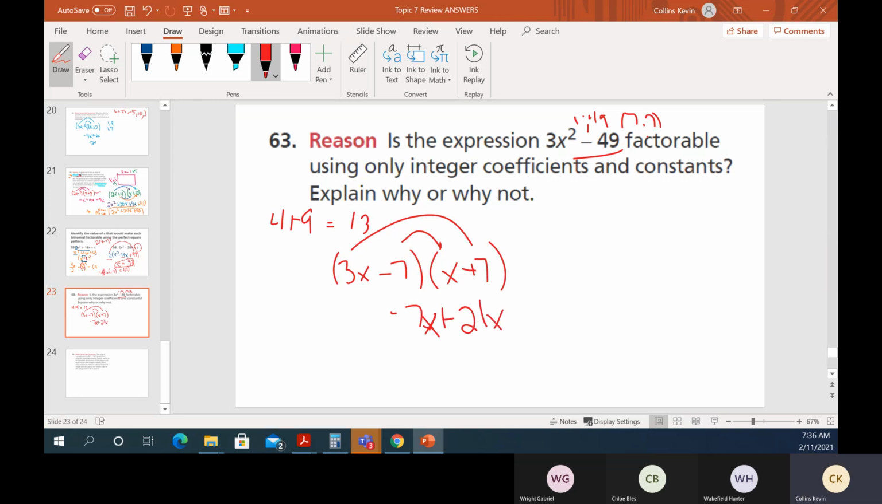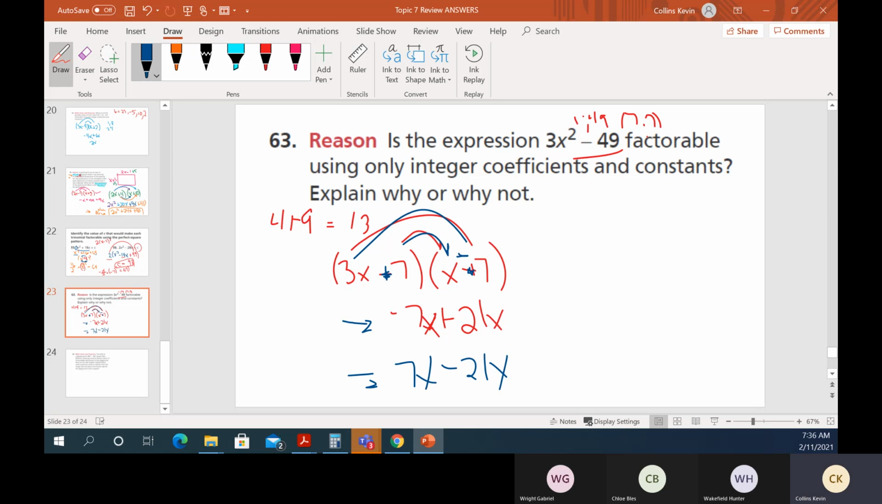All right, so what if we switched our signs? So let's switch our signs. So what if we made this guy plus and this guy minus? So we do the same thing. That will give us plus 7x, right? And minus 21x. Again, not going to give us 0. So these guys won't cancel out, right?